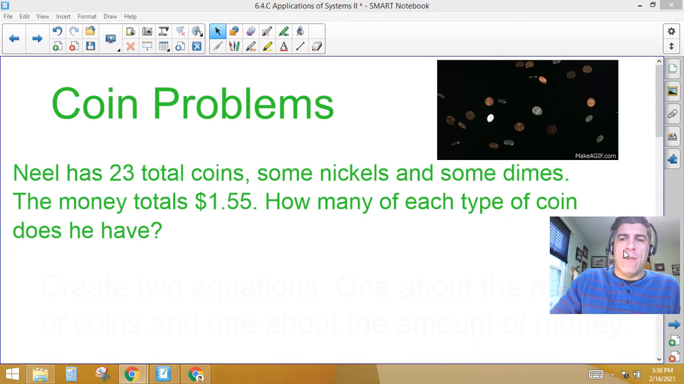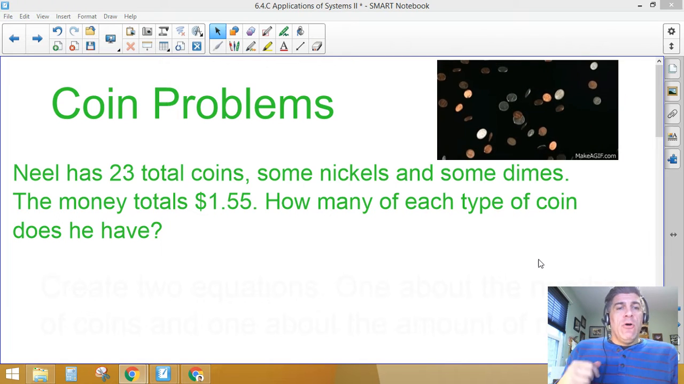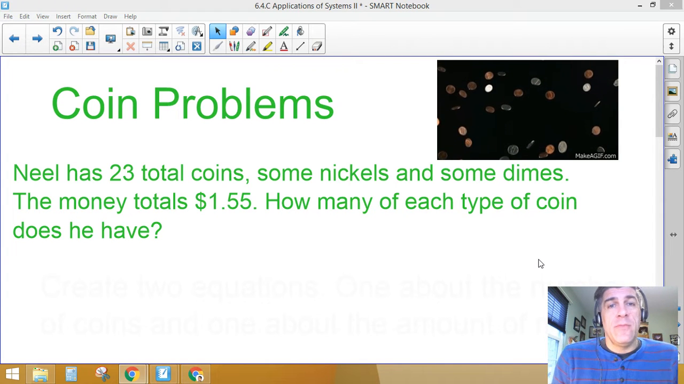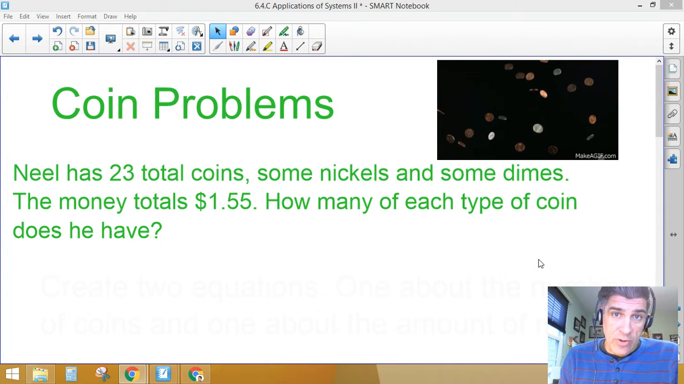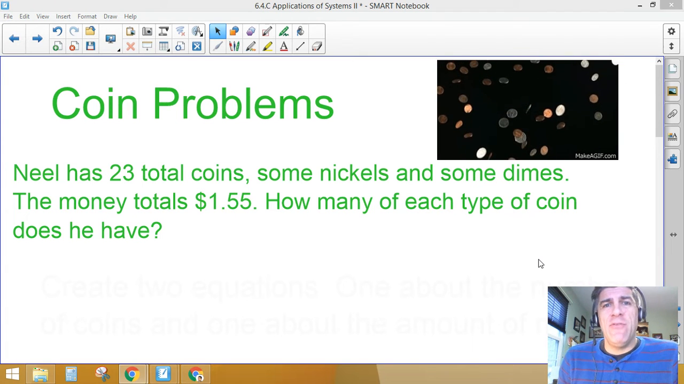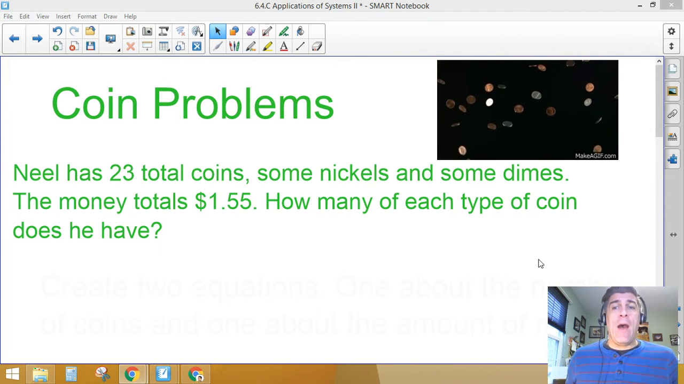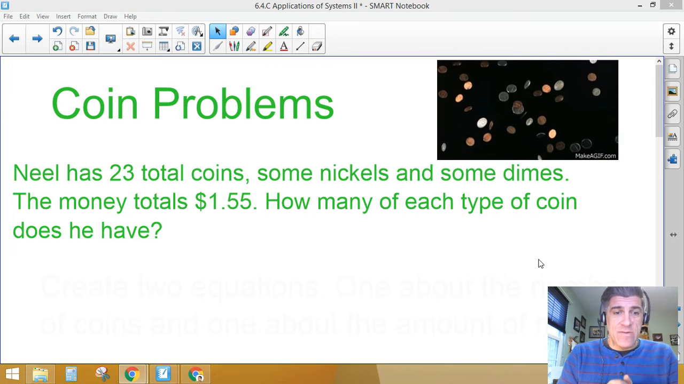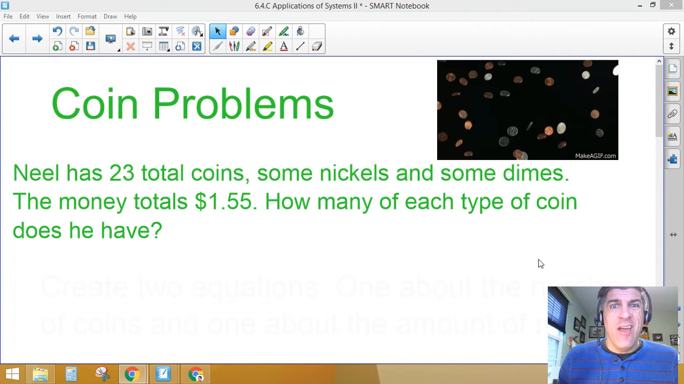Now let's do a coin problem. Neil has 23 total coins, nickels and dimes only. Some are nickels and some are dimes. He has a total of $1.55. How many of each coin does he have? You could just guess and check, and eventually you'll get it.